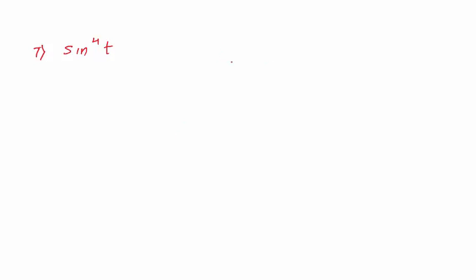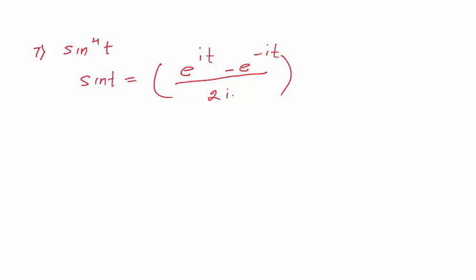Now I will discuss one more method of expanding sine power 4t. If you remember, in complex numbers we have learned one formula, that is sine t can be written as e power it minus e power minus it divided by 2i. As I am writing for sine t, similarly we have for sine square t, sine cube t, only the power t will change to 2t, 3t, like that.